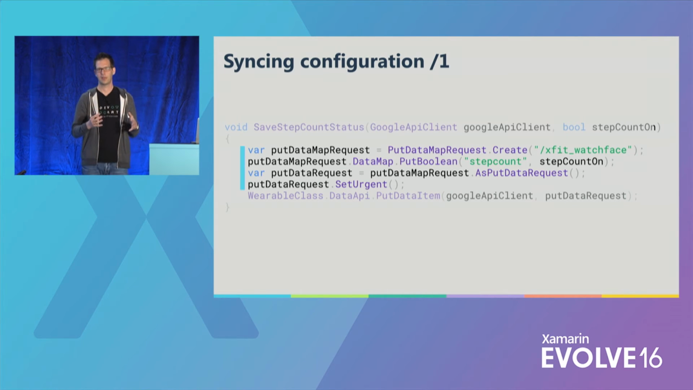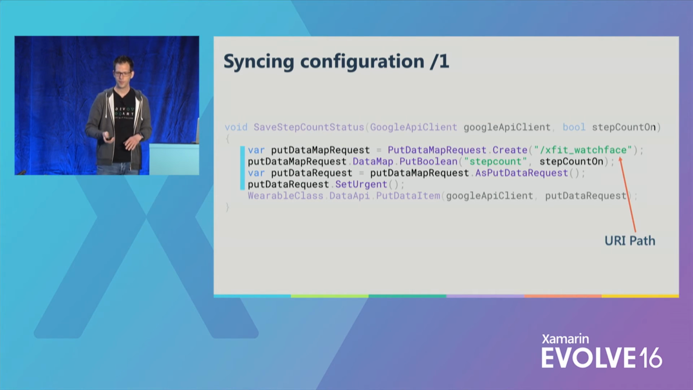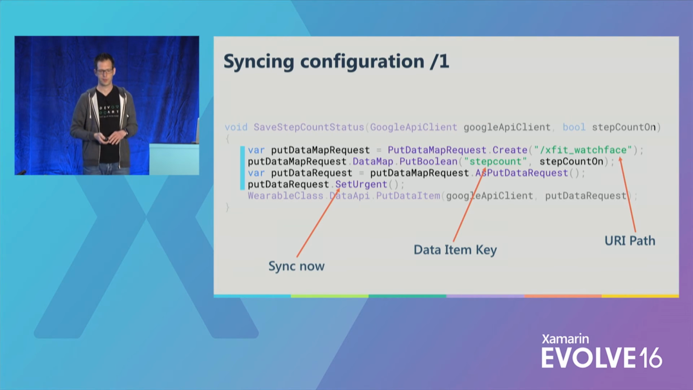If you have something that is urgent and you really want to ship this update right now, as for example something that needs to be reflected in the UI, then you need to switch on the set urgent flag, and this will make sure to synchronize straight away. Yeah, this is the URI path and the step and the data item key, so you'll know where to find those pieces of information later on when you read the map request.